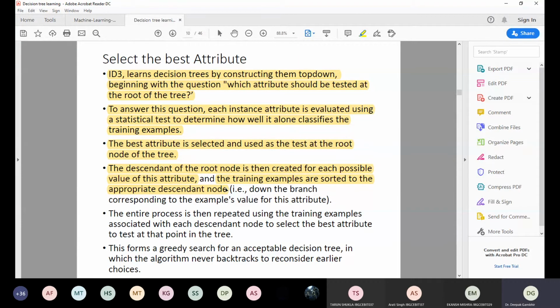Once you have selected the root node, then you come to the problem of selecting the descendant. Then again another statistical test is made to select what could be the output in conjunction. If you combine these two attributes, then what could be the output? What is the best possible value of that test? Then if it is able to classify the example correctly, then the next is chosen. The entire process keeps on repeating using the training examples associated with each descendant node to select the best attribute to test at that point in the tree. We keep on repeating this.